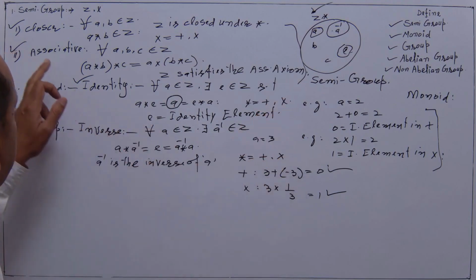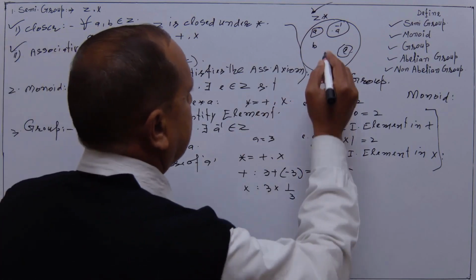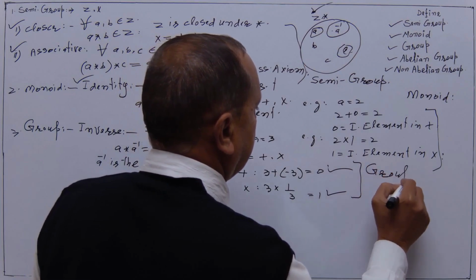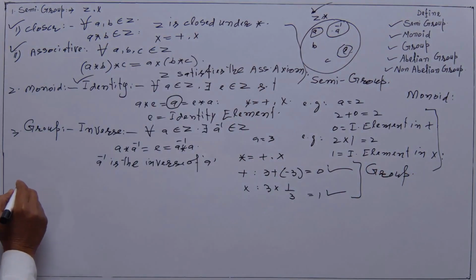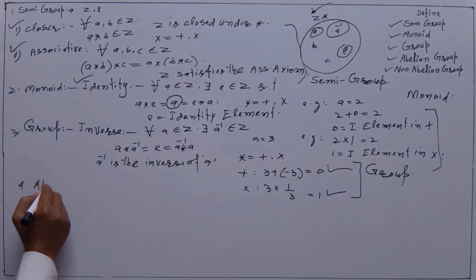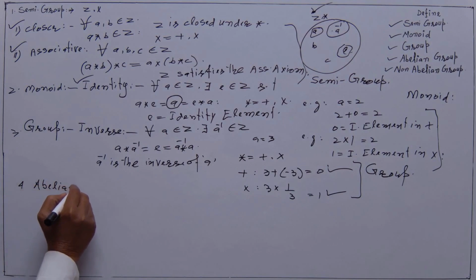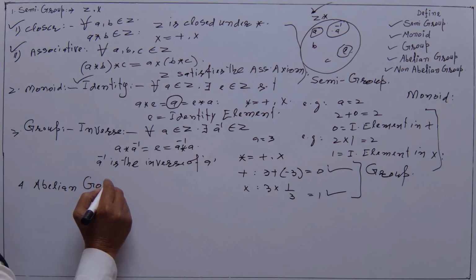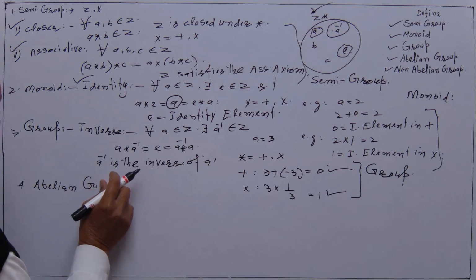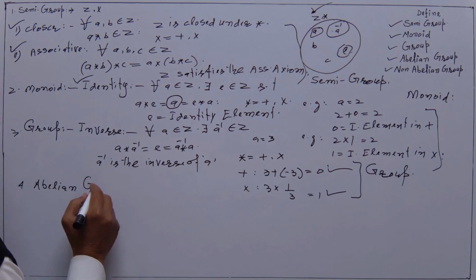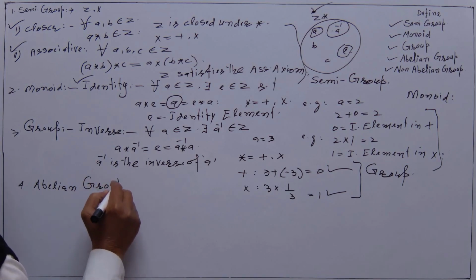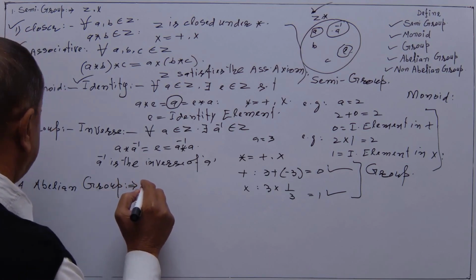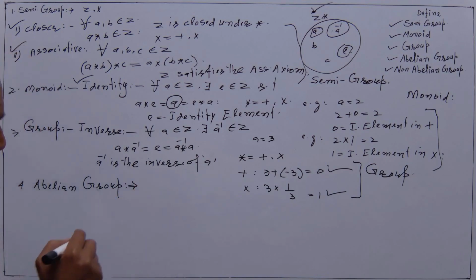When these four axioms are satisfied, then the given set Z is a group, and last is an abelian group. In addition to these four axioms, if one more axiom is satisfied, that is called the commutative axiom.